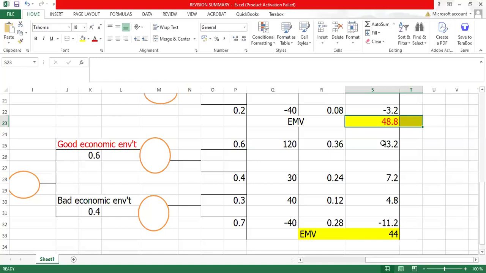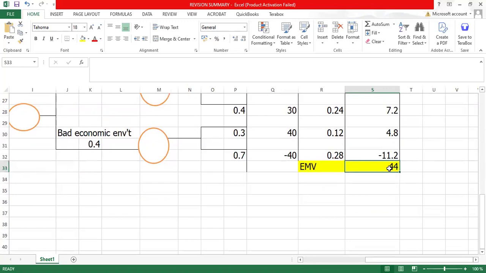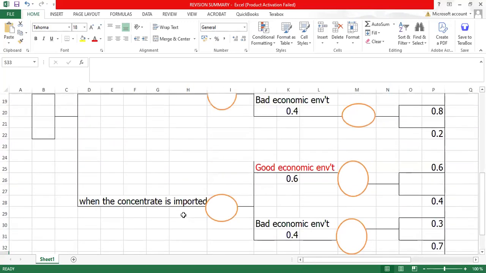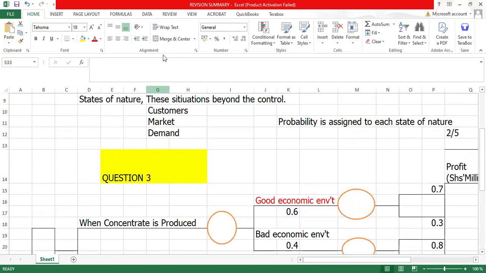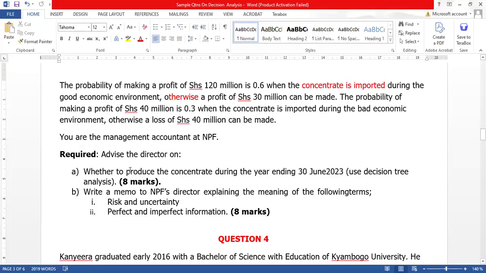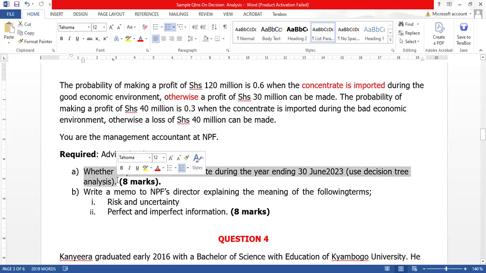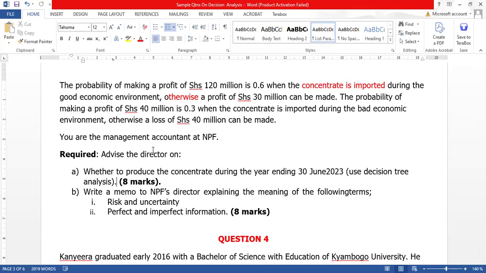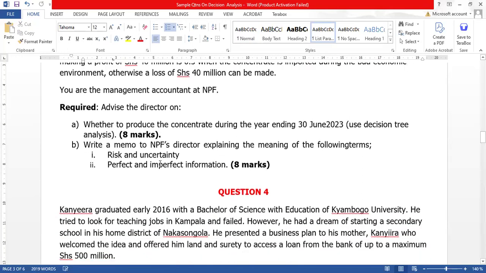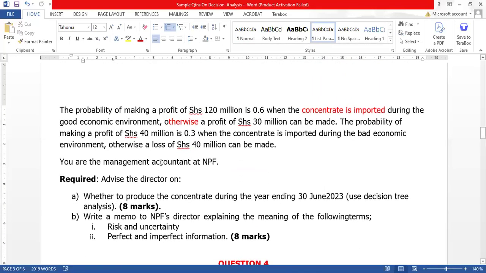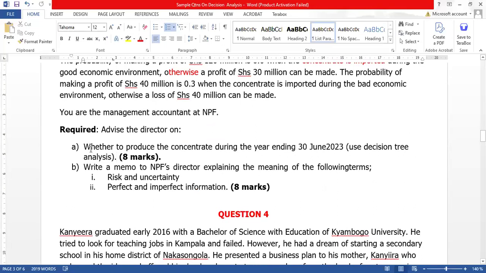since it gives what? The highest expected monetary value of 48.8 compared to importing, which results into 44 million. So that's all. However, we go back to our required part. What do they need? You advise the director on whether to produce the concentrate. Oh, okay. So the question is, can they go ahead and produce? We have confirmed. You advise the director to produce the concentrate during the year, because producing concentrate results into a higher expected monetary value compared to importing.